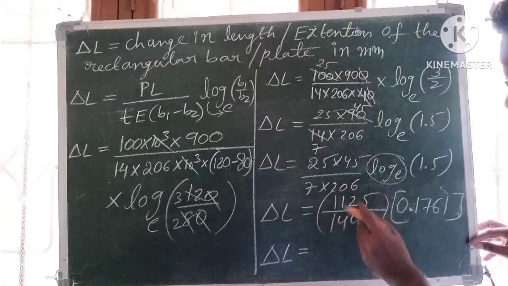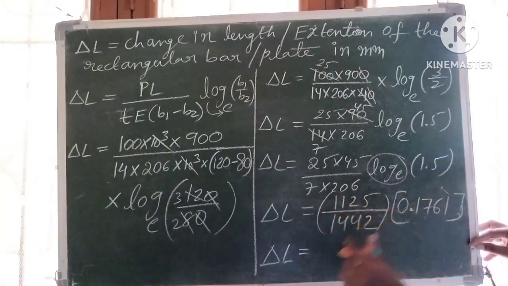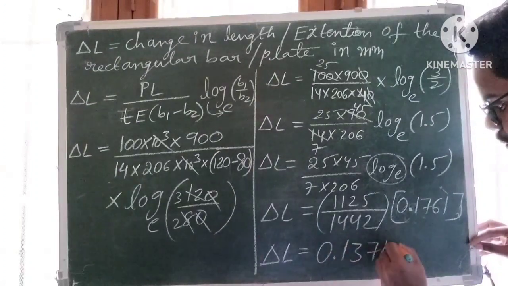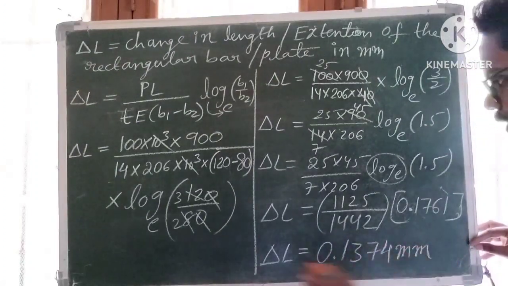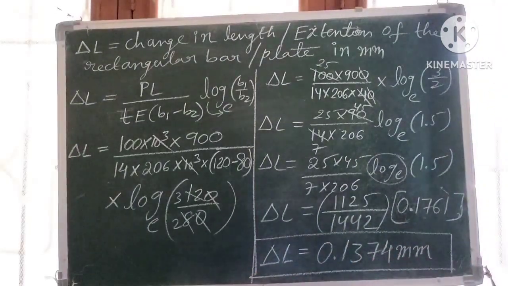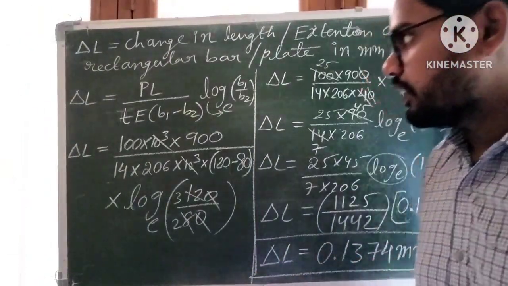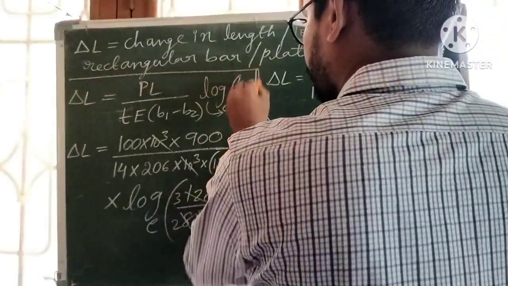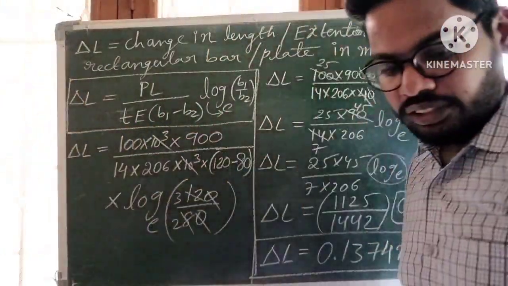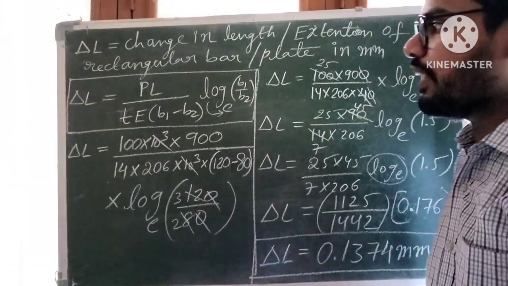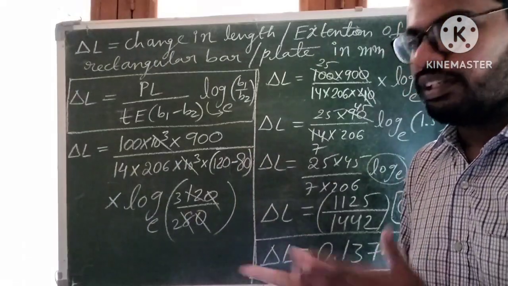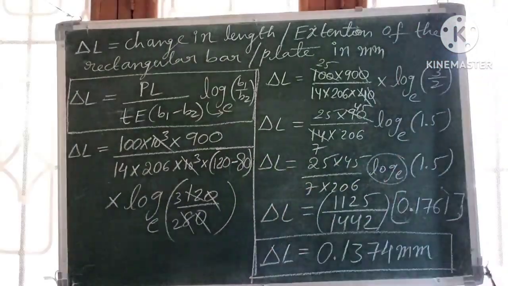So if you calculate this, you will get final answer delta L, approximately 0.1374 mm. Therefore extension of the rectangular plate is 0.1374 mm. Okay, just remember this formula. So use this formula to find extension of the rectangular bar or rectangular plate when subjected to axial pull of some P kilonewtons, some P newtons.